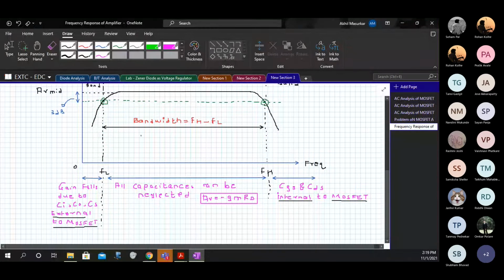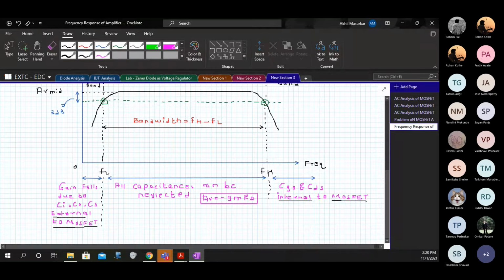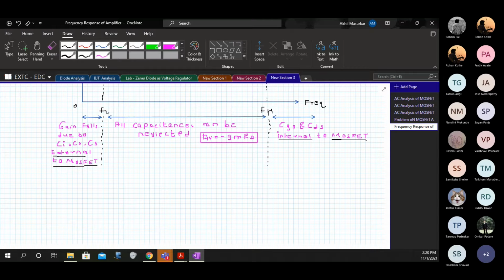So mostly we can control the low frequency response easily. We can control the mid frequency response also easily by choosing the GM and the resistance values of our choice. But most of the times it will be difficult to control the high frequency response because it is related to the internal capacitances of the MOSFET. So please write this.